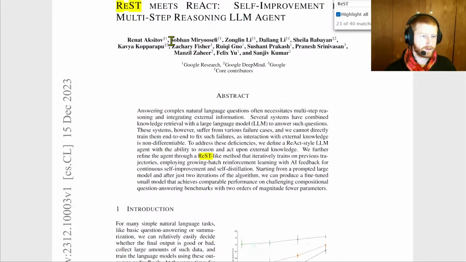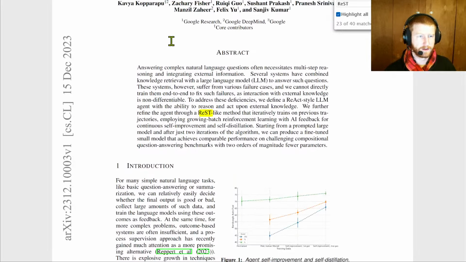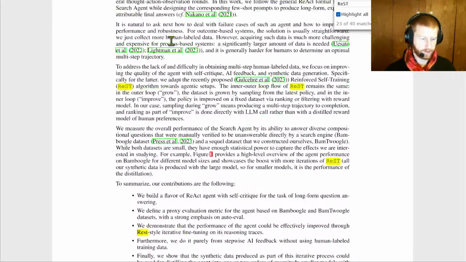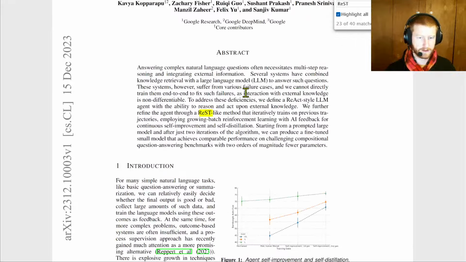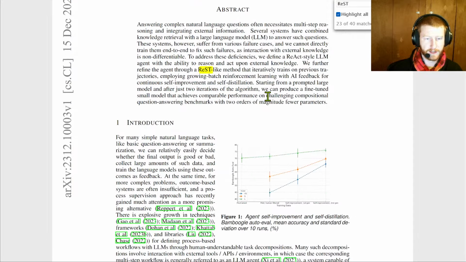REST meets React, self-improvement for multi-step reasoning LLM agent. Okay, so we are combining something that is taking actions like search or retrieval, and then doing thoughts and reasoning on those to answer longer questions, and REST, which is this generating data, filtering it, and self-improving with this kind of iterative reinforcement learning approach, just like some of the other ones we looked at today. So starting from a prompted language model, and just after 2 iterations of the algorithm, we get a fine-tuned small model that achieves comparable performance on challenging compositional question answering benchmarks with a lot fewer parameters.